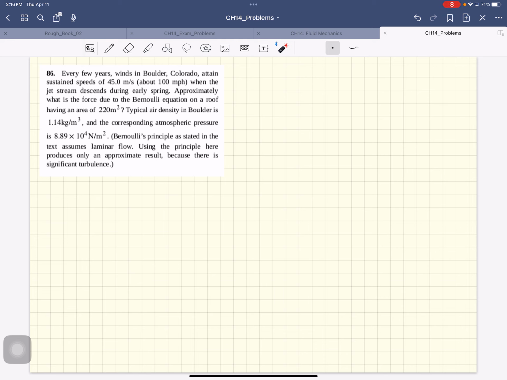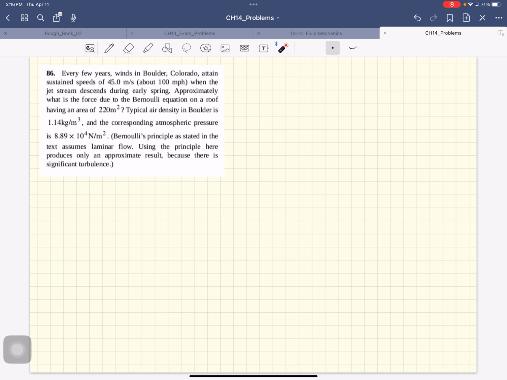220 meters square is roughly maybe twice the area of this room. Okay, so we'll calculate the force on the roof of this room with the wind blowing at 100 miles per hour. What is the speed of air inside the room? 0, if you have all the windows closed.